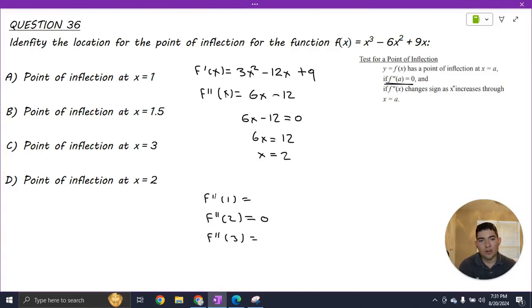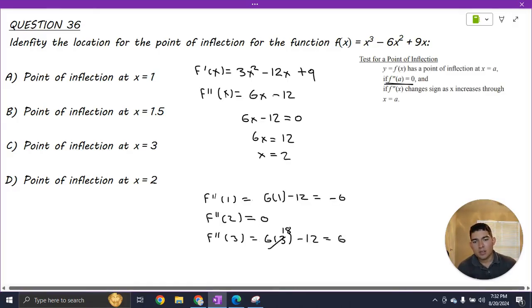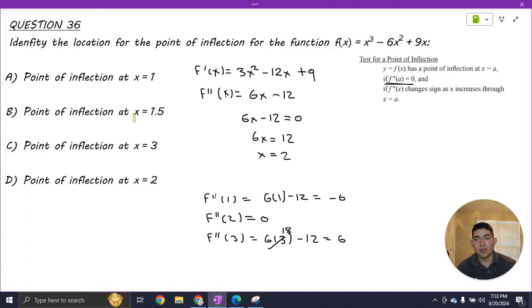In order to verify this last part of the test for point of inflection, we can plug in 1 and 3, because this one's going to be less than 2 and this one's going to be greater than 2. And we just want to see if they have different signs. So as you can see, the sign does indeed change as we pass through f double prime of x equals 0. Therefore, that verifies that x equals 2 is going to be the location for our point of inflection. So the answer for this one is going to be D.